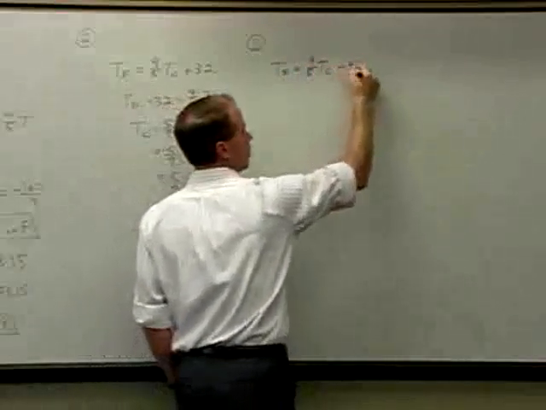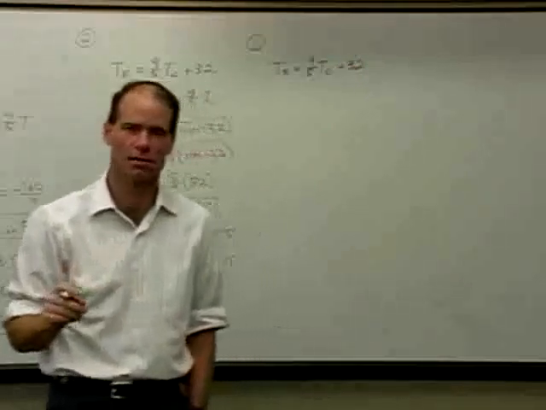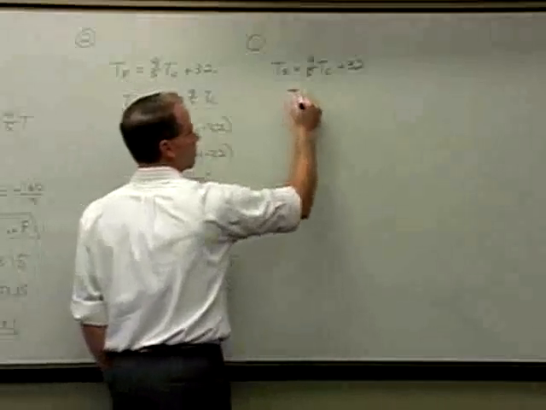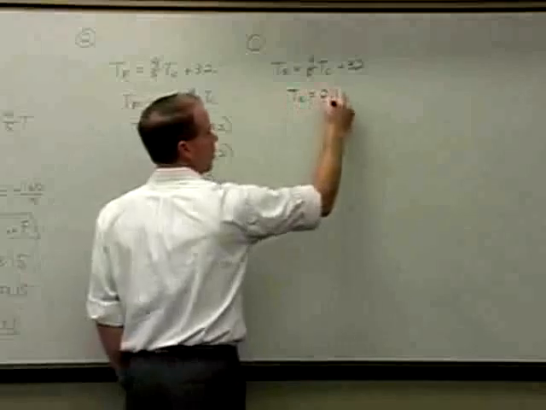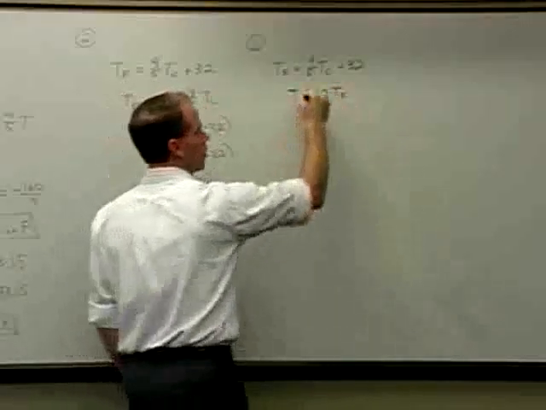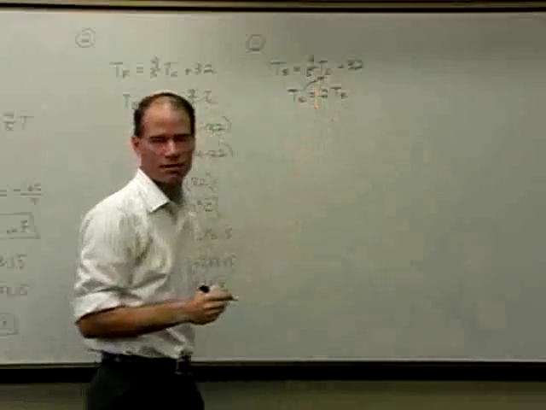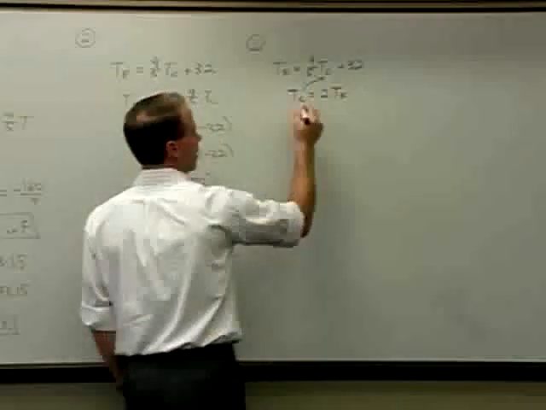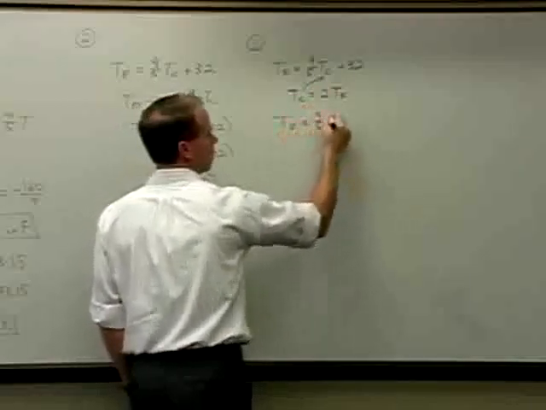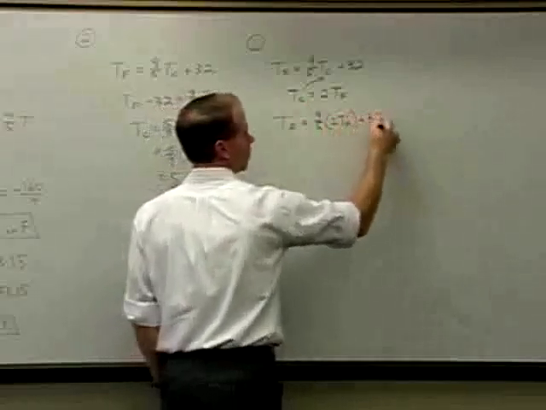But we were told that we want to find the temperature at which the Celsius temperature is twice the Fahrenheit temperature. So we're going to say that the Celsius temperature is twice the Fahrenheit temperature, and we're going to plug this in here and find out what the Fahrenheit temperature is. So we'll say that the temperature in Fahrenheit is equal to 9/5 times twice the temperature in Fahrenheit plus 32.